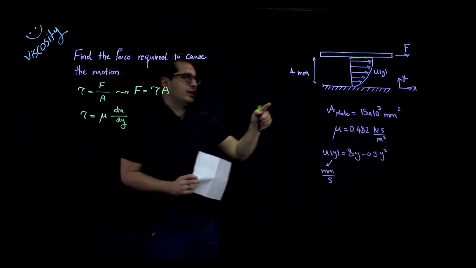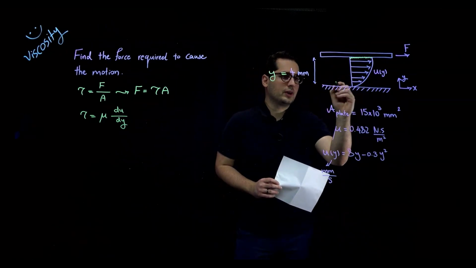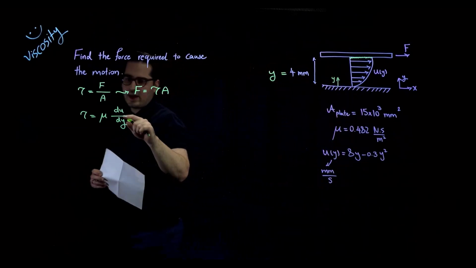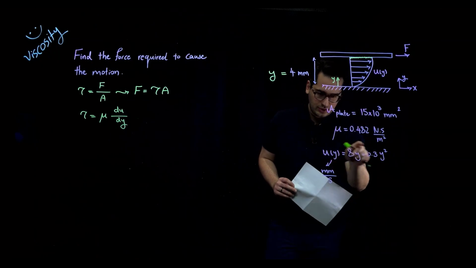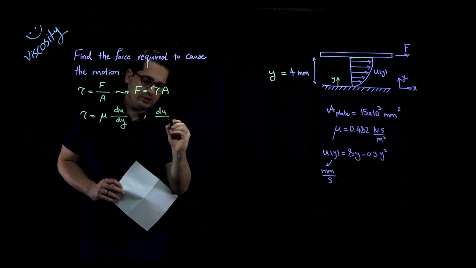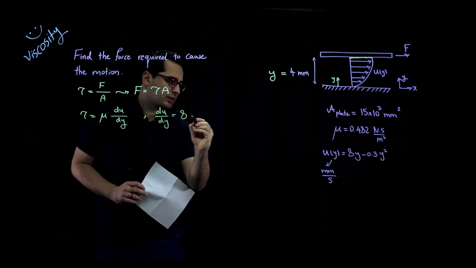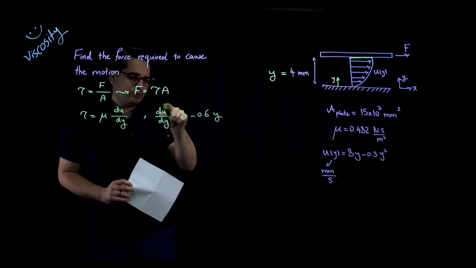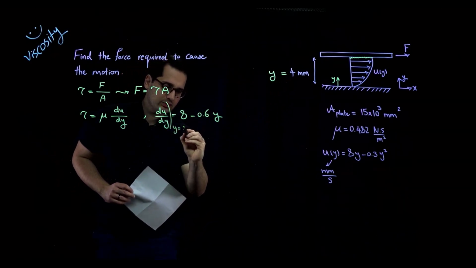Perfect. So at this point, our y is equal to what? 4 millimeters, right? Because y is measured from the bottom surface up. Okay, so this is 4 millimeters. All right. Now, how about du over dy? This is telling us that I need to take the derivative of this equation to find du over dy. It should be pretty easy. So, du over dy, I'm going to take the derivative of that equation in terms of y, 8 minus 0.6y. Okay, now remember that I want to find this gradient when y is equal to 4 millimeters.